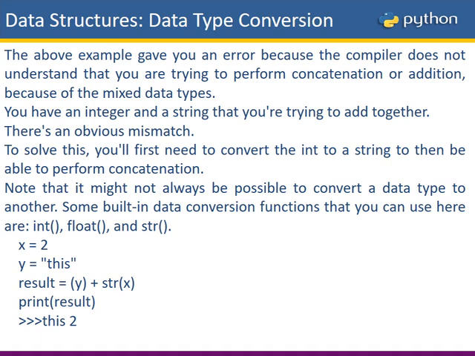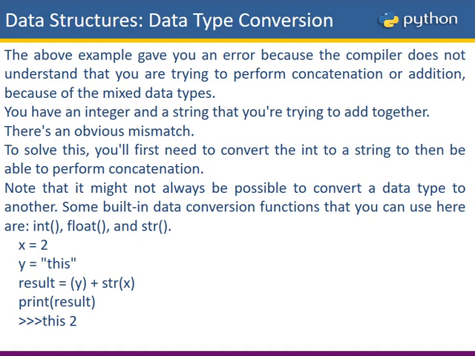So you have an integer and a string that you are trying to add together. We have the integer s to be 2, and we have the string y. You are trying to add the two together, and the compiler does not know that you are trying to do concatenation. So now, to solve this so that the error will not occur again, we first convert the integer value to a string.